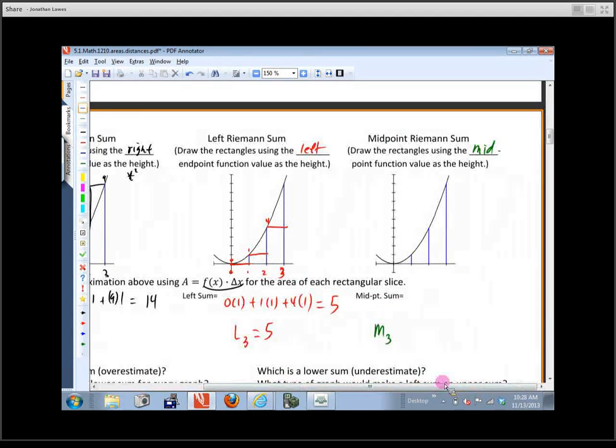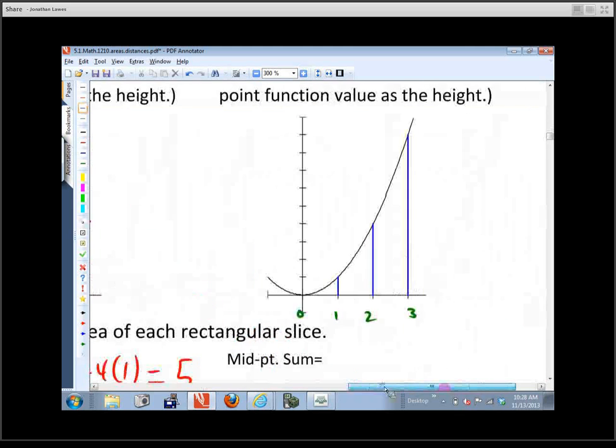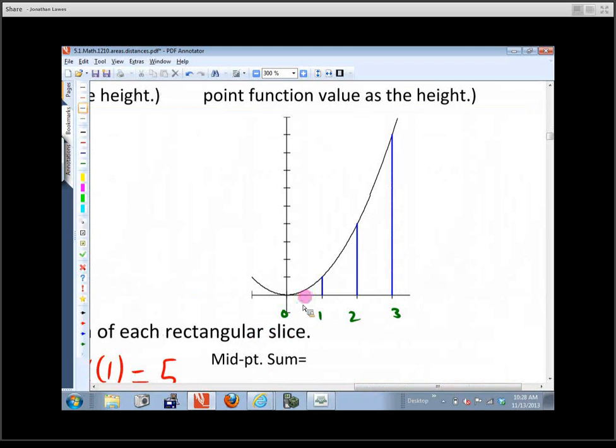With a midpoint, if we think about this, let's do this. We've got 0, 1, 2, and 3. The midpoint here is 1/2. The midpoint right here is 3/2, and the midpoint right here is 5/2. So if I come up here and I draw the height right there, now just eyeball that. Okay, we're a little over here and we're a little under here, but doesn't it look pretty darn accurate? Yeah. Looks pretty good, doesn't it?